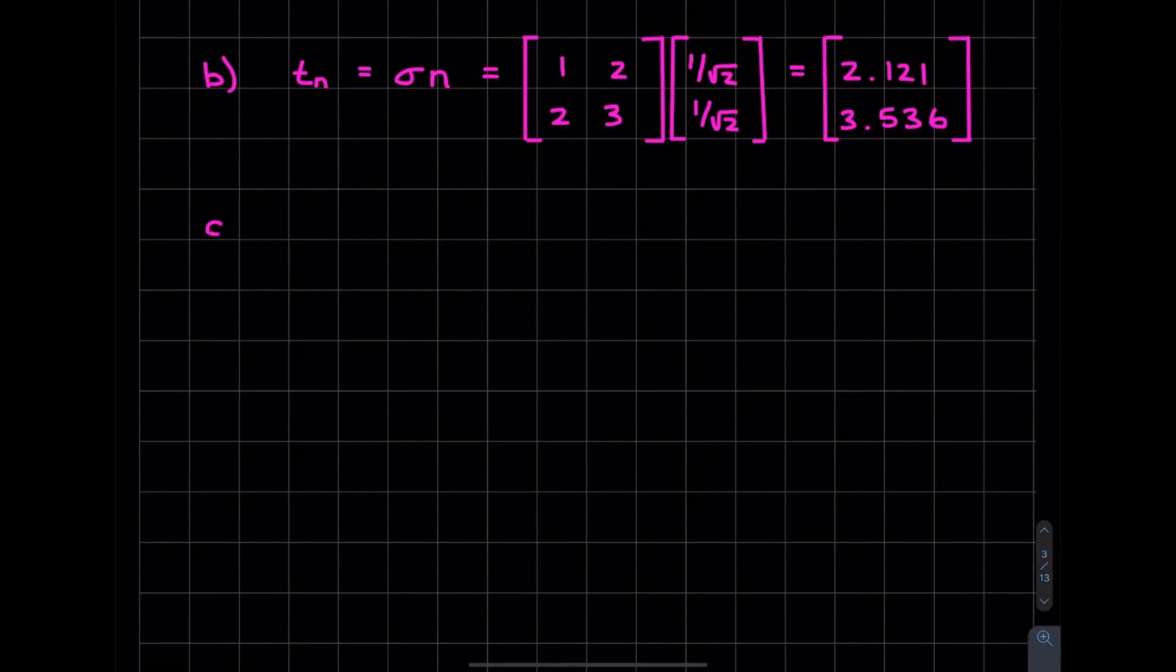Now part C asks for the normal stress. So this is sigma n. And remember that sigma n is going to be just a scalar value.